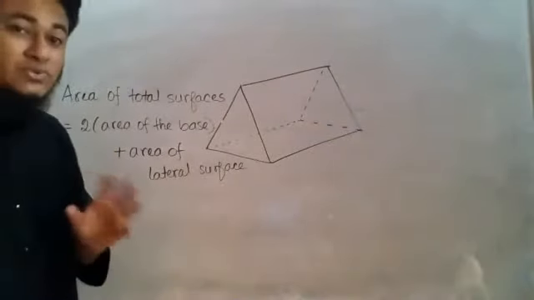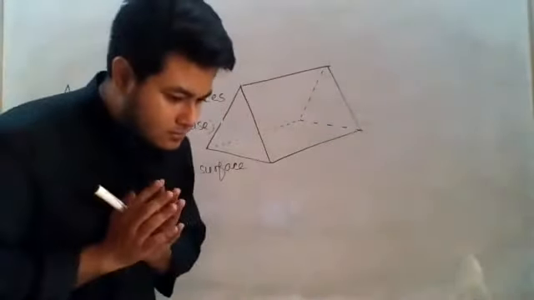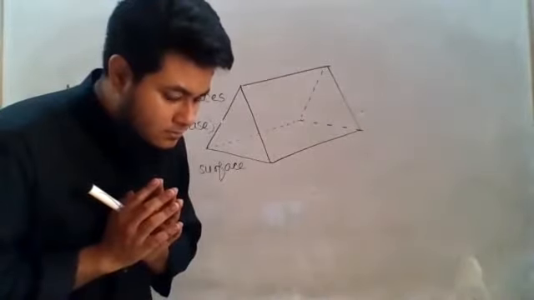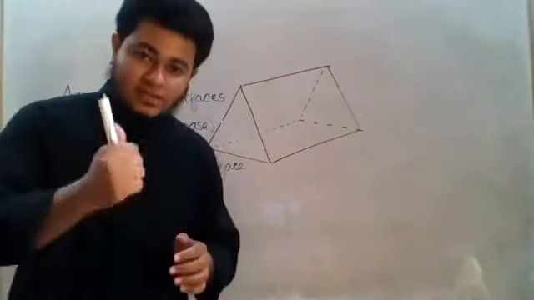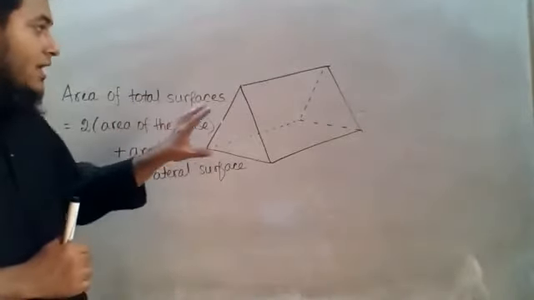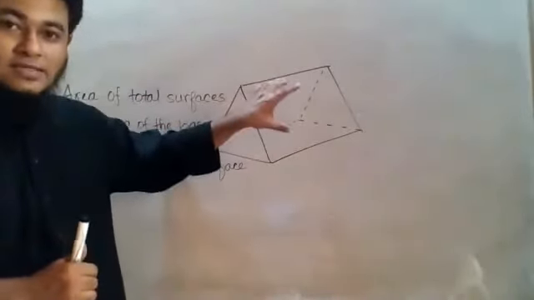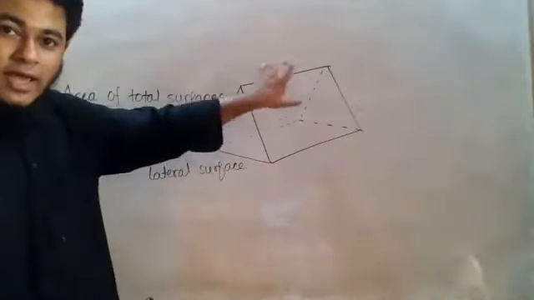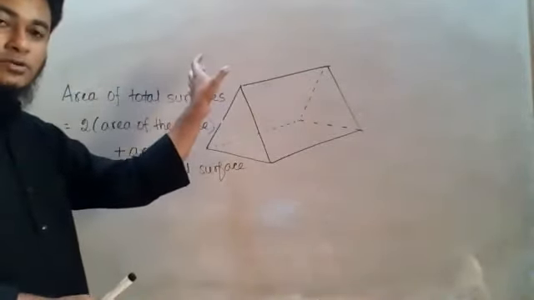Actually, this formula is written because of the two triangles. Because of the triangle, that is true. But if I want to apply this formula, I actually cannot keep the prism like this. I have to hold the prism and make it straight. Did you get my point?